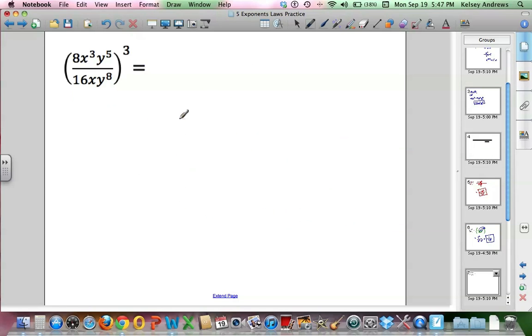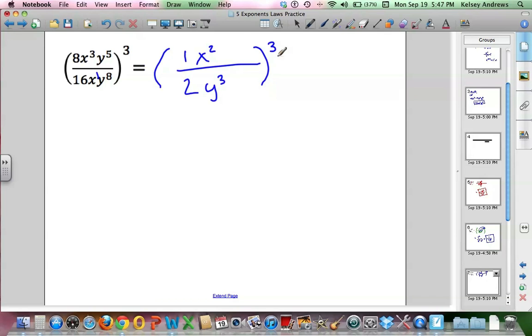Okay, again, our last one, we have a fraction raised to a power. So here's one where we definitely want to reduce that fraction before we start raising things to the third power. Like 16 to the third power is going to be quite a large number. So let's put those brackets in there, and we're going to leave our cubed out. 8/16 can be reduced to 1/2. And then we have x to the third and x to the first power, so 3 minus 1 gives us x to the second in our numerator. And y to the 5th and y to the 8th leaves us y to the third in our denominator.